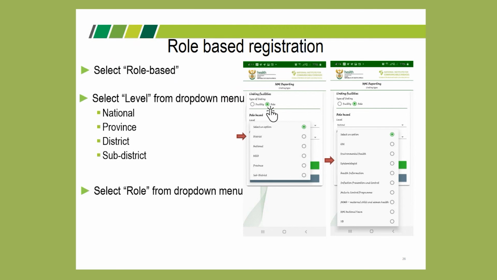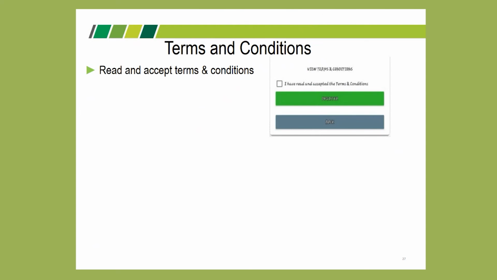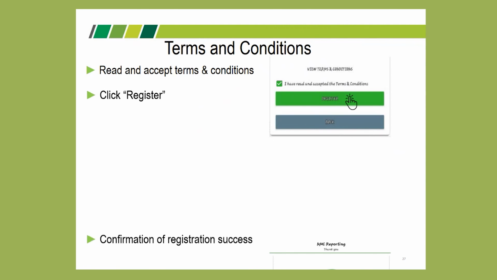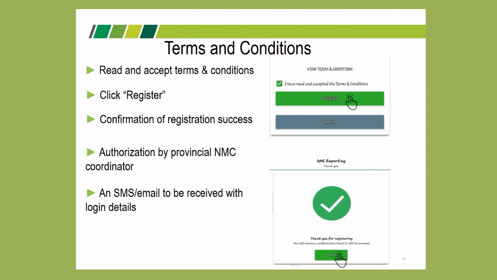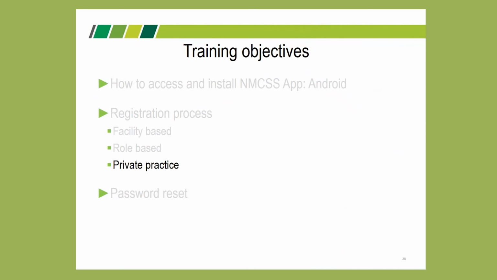That will also give you editing rights. Once done, you can click on I have read and accepted your terms and conditions, and click on Register. A confirmation of registration will be sent to you again, and authorization will be done by the NMC coordinator. An SMS and email, or an email will be sent to you with your login details, so that will be your username and your password.